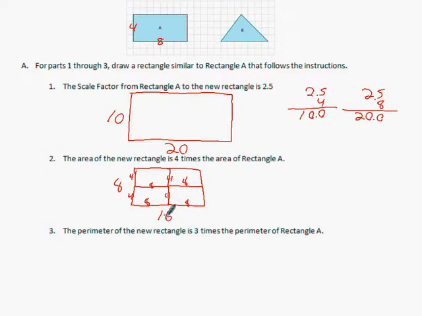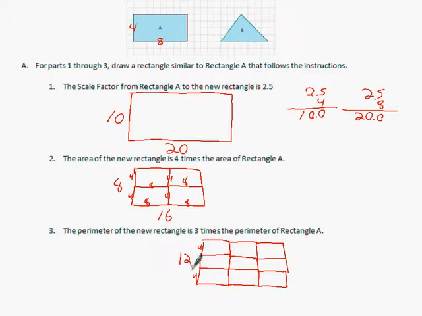That's all I need. Number 3, the perimeter of the new rectangle is 3 times the perimeter of rectangle A. So it's 3 times as tall and 3 times as wide. And I just fill in the gaps to make it a similar rectangle. Each one of these is 4, so the whole thing is 12. Each one of these is 8, so the whole thing is 24. Okay, going through this kind of quickly, but once you understand it, you will also go through it pretty quickly.